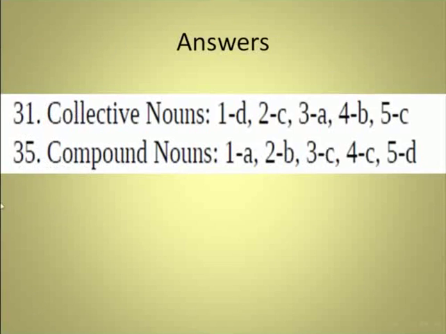And here is the answer. The answer for the previous exercise, compound nouns: 1 is A, 2 is B, 3 is C, 4 is C, and 5 is D. And this one is the answer for the first quiz about collective nouns: 1D, 2C, 3A, 4B, 5C. Do you still remember that? This is the answer for the first quiz. And this is the answer for the second quiz.